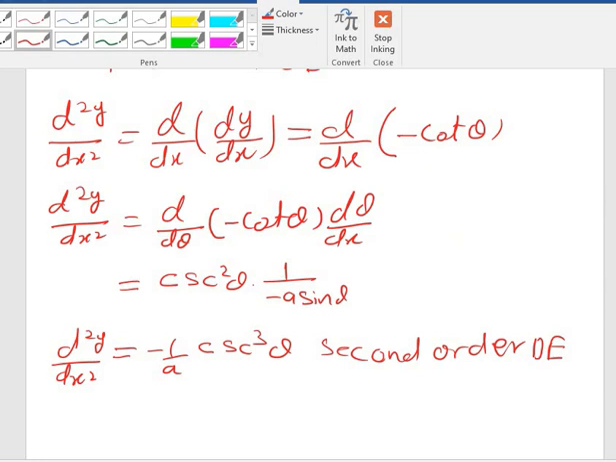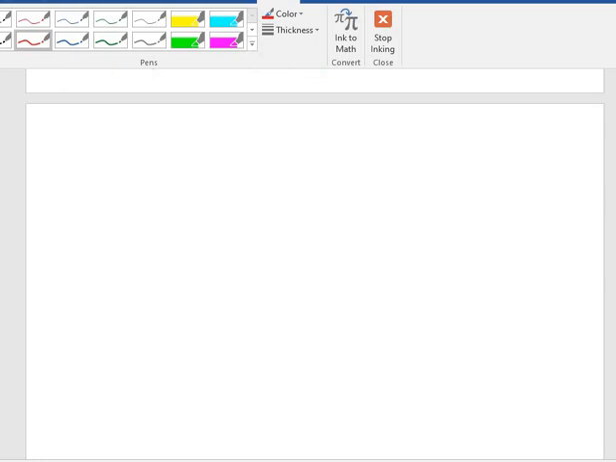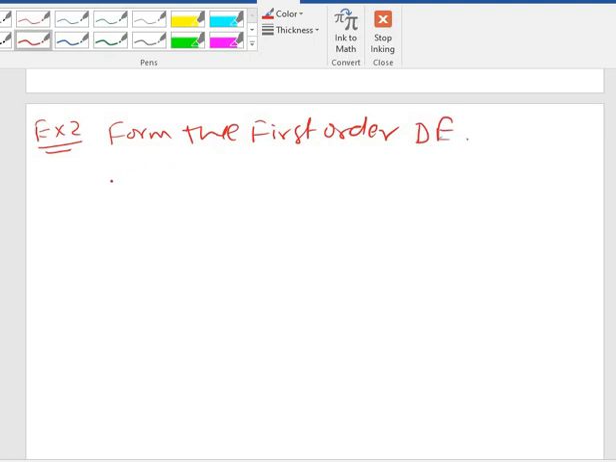Hopefully you understand. Now I am going to explain the second question, I mean example number 2. Form the first order differential equation. What is that one? The function is given as e power y is equal to sine x.